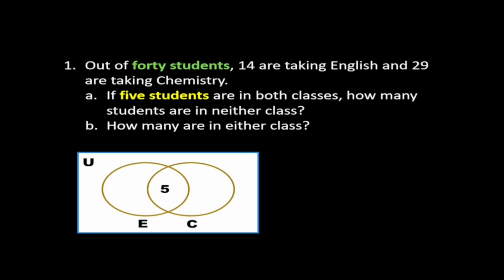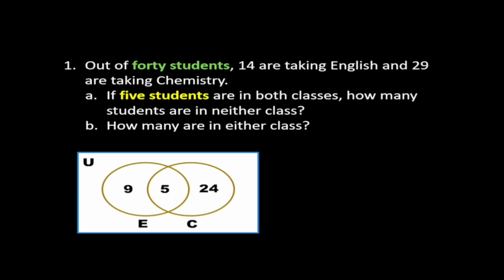And from here, we can now find the students who are taking only English class. So 14 minus 5, the answer is 9. There are 9 students who are taking only English. And for chemistry, we are going to subtract again. So 29 minus 5, the answer is 24. So there are 24 students who are taking only chemistry.